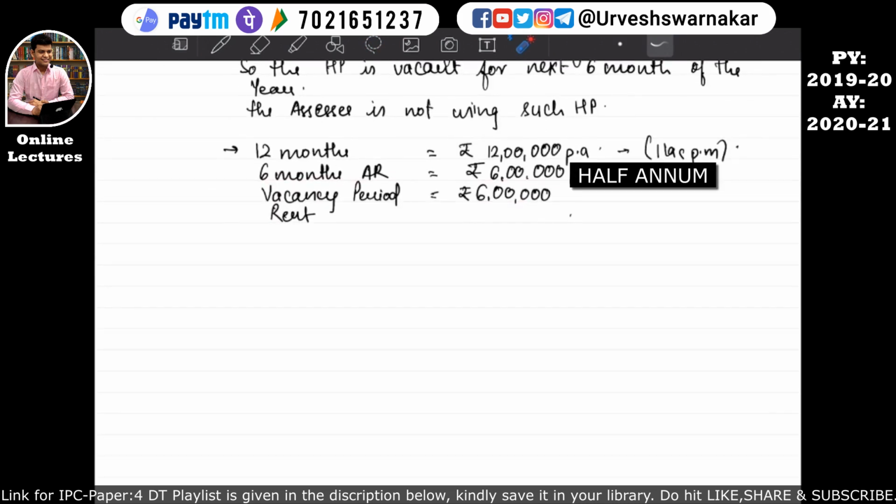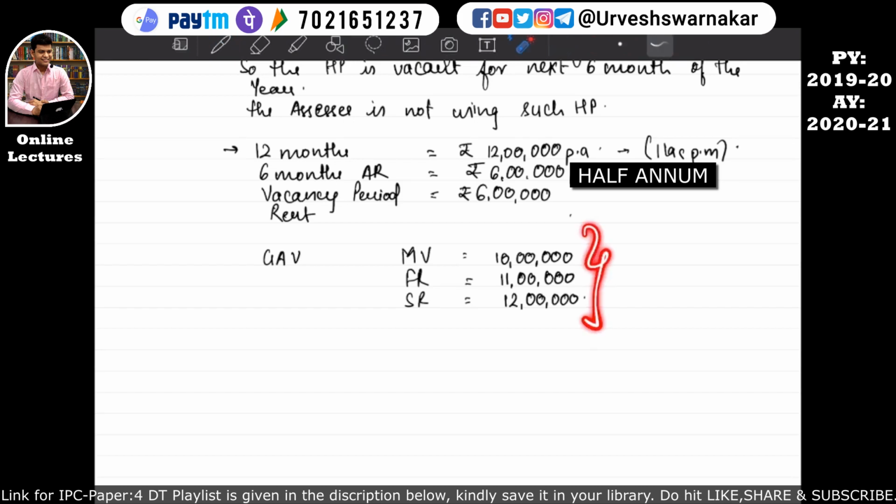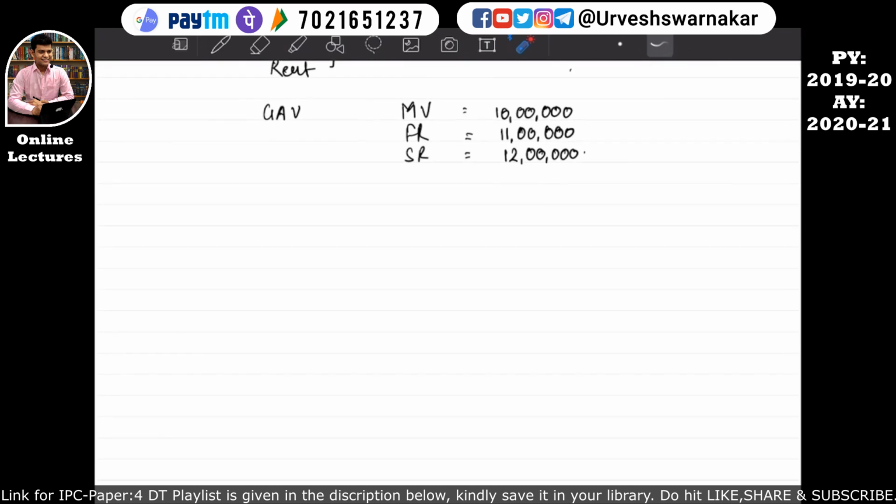So now we will have to calculate GAV. In order to calculate GAV we need to find out expected rent, okay. So in order to find out expected rent we need to have municipal value, fair rent, standard rent. So municipal value, fair rent, standard rent are as follows: 10 lakh, 11 lakh and 12 lakhs, okay. So you don't need to divide this into 6 months, that is it will become 5 lakhs and 5 lakh 50 and 6 lakhs. No, we don't need to do that. We have to keep it as it is for the entire year, okay.